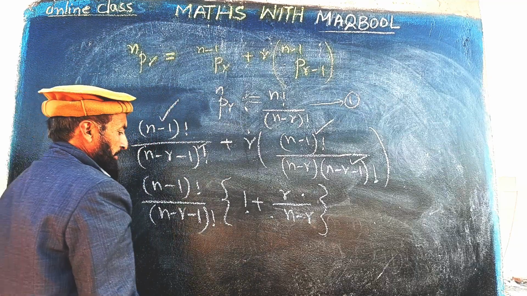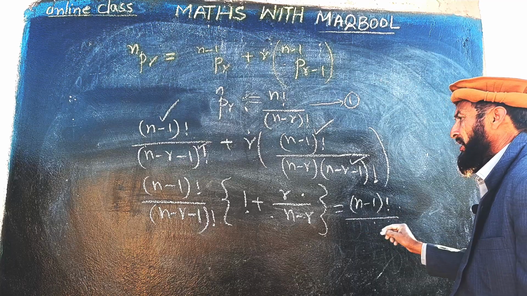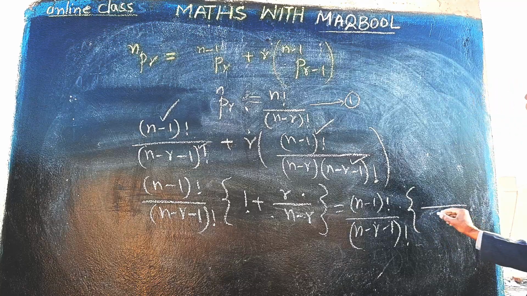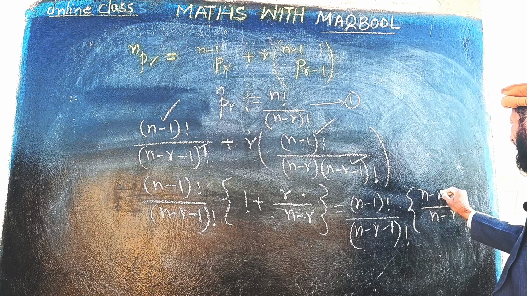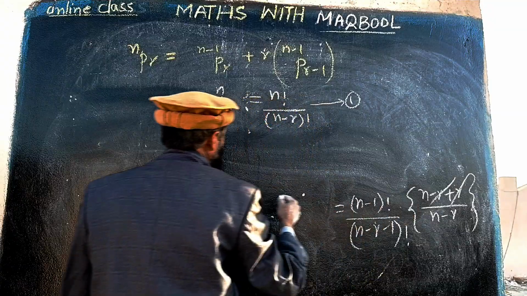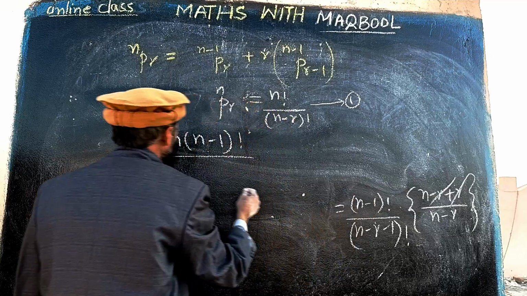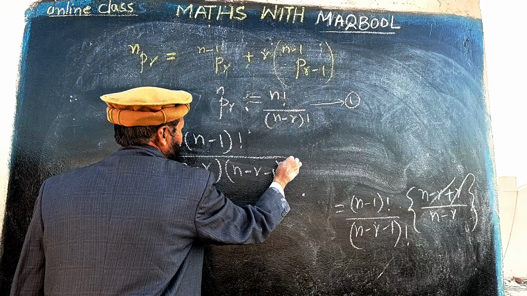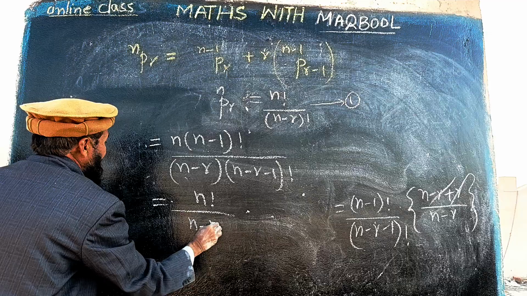Now we are taking the LCM of this. We can write (n-1) factorial divided by (n-r-1) factorial, and for this term we are taking n minus r as the LCM. We multiply this term by 1, so we get n minus r plus r. So the result: both of these cancel, and we get n. We bring it to the first term, (n-1) factorial, and n minus r we bring to the first term, (n-r)(n-r-1) factorial. Now this term we can write as n factorial, and this term we can write as (n-r) factorial.